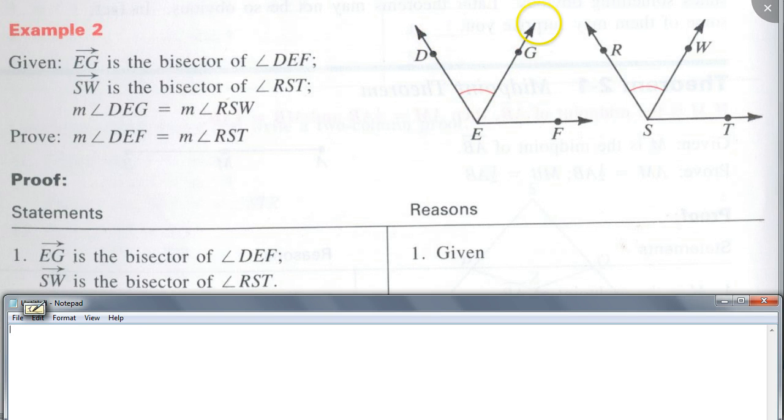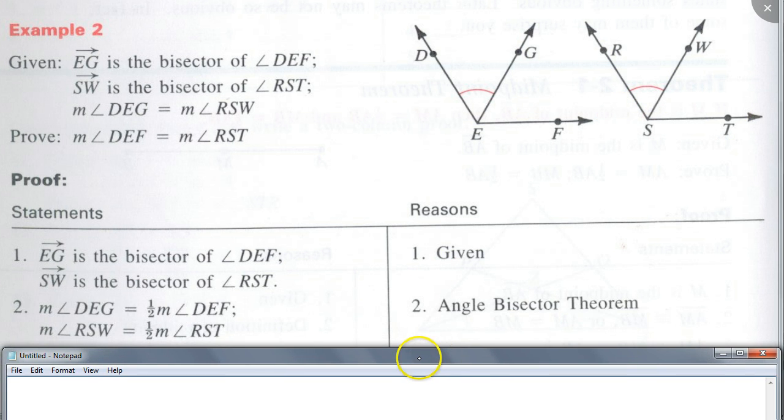Don't we know that if this is an angle bisector, this angle is half of the whole thing? Isn't that good to say? Why? Because look, don't we want to talk about the angle DEF, the whole angle? And don't we want to talk about the whole angle RST? By using the angle bisector theorem, we are able to state something about that whole angle, even though it says half of it. But that's okay. We could get rid of that, right? We can multiply both sides by 2. That's not a problem. You understand?